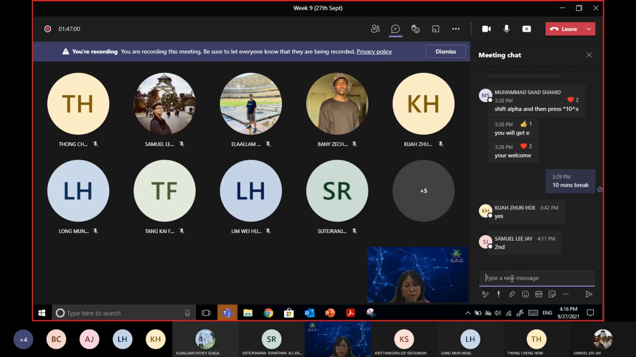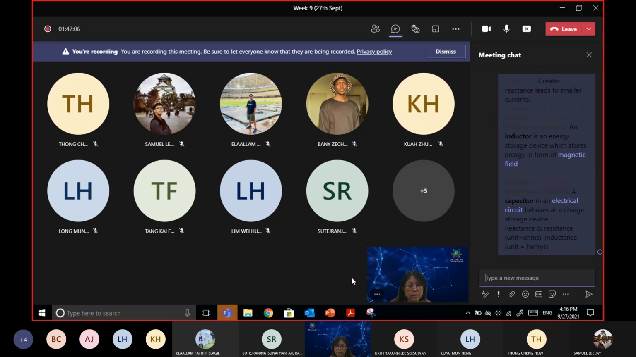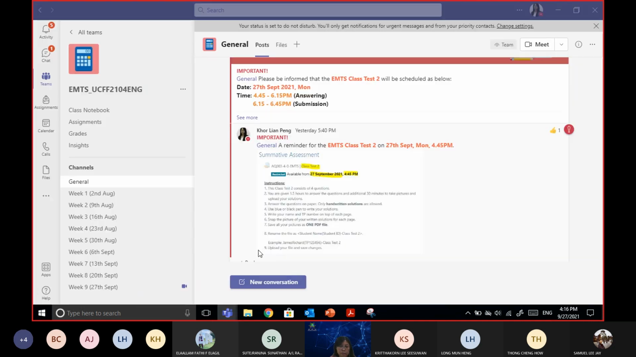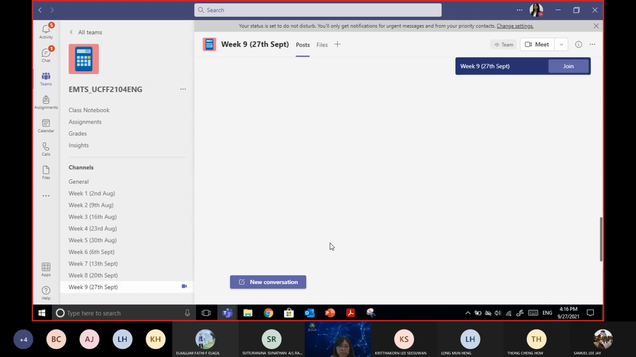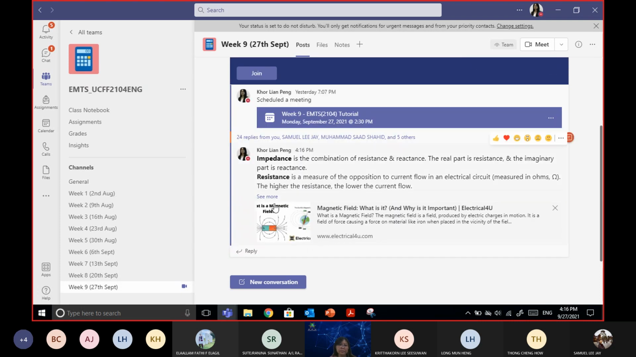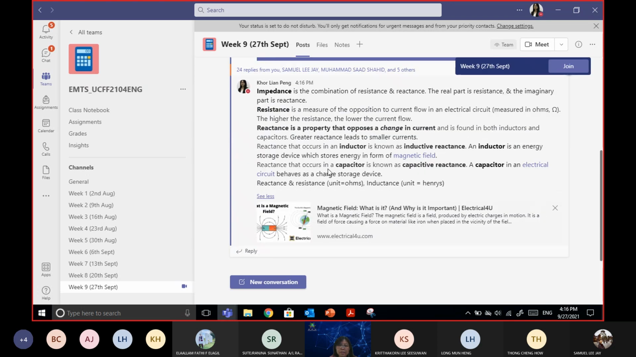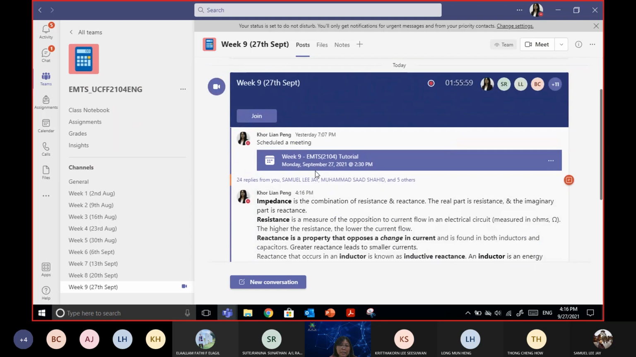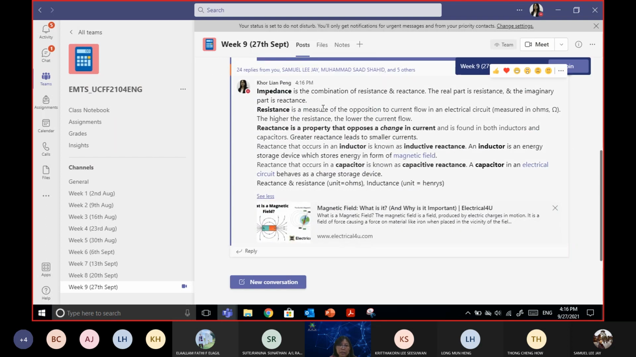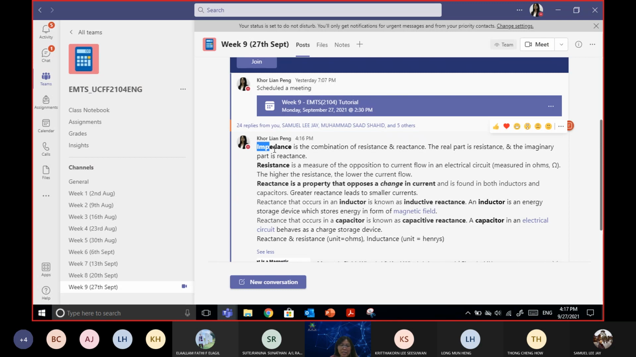So for a quick recap, I'll try to paste it. Okay, hold on. So this is some definition of the terms regarding impedance, resistance, and reactance. For your recap, as I mentioned just now, impedance we can actually write in the form of complex numbers. And the impedance is a combination of the resistance and reactance.